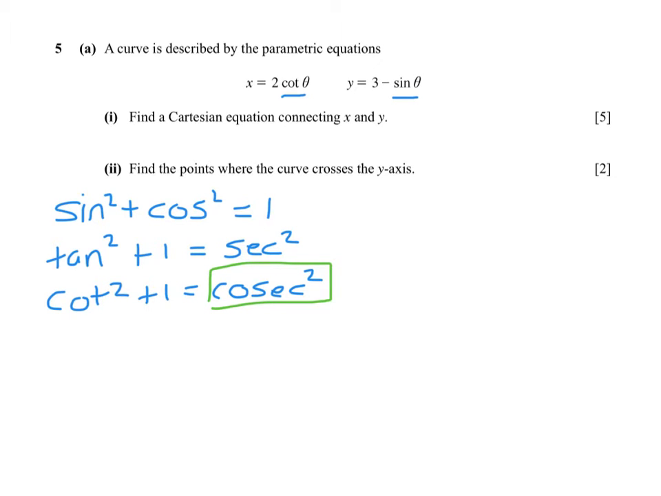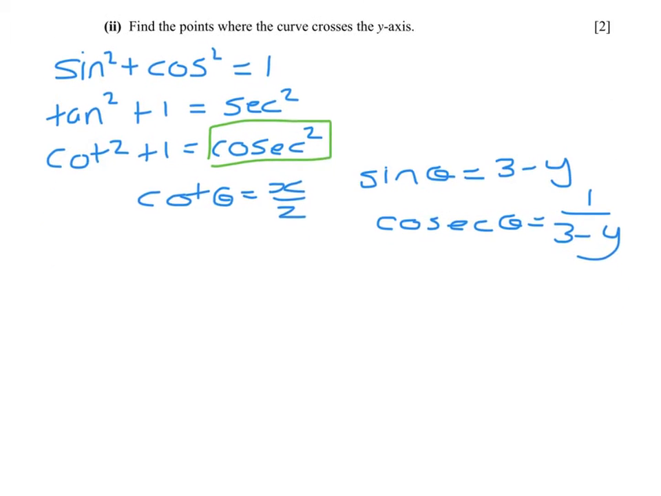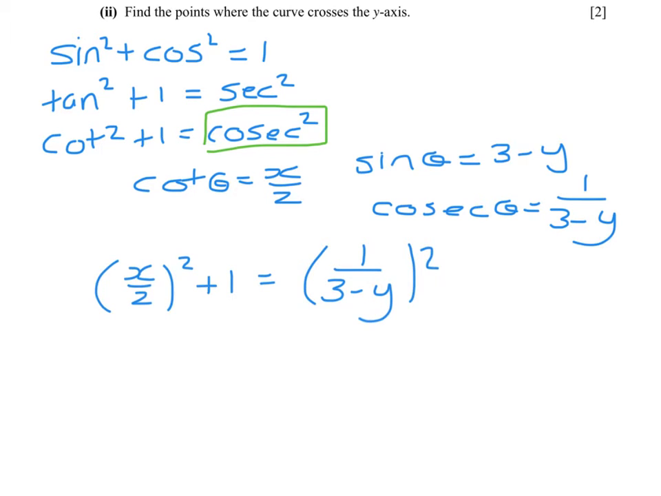So if we take our two equations at the top, and we have that cot theta equals x over 2, sine theta equals 3 minus y, then cosec theta would be 1 over 3 minus y. Now, starting from that then, we are saying that cot squared plus 1 equals cosec squared. Curve crosses the y-axis when x equals 0, and we can then substitute that in.